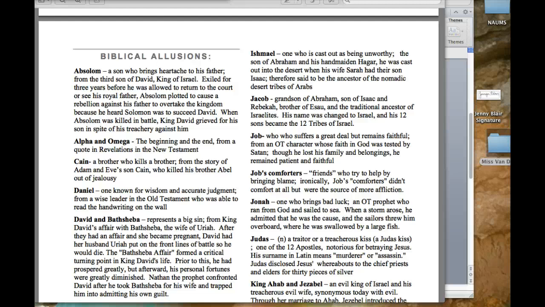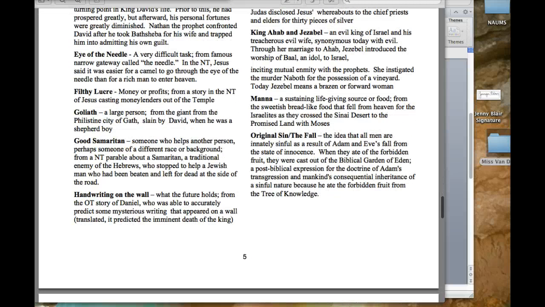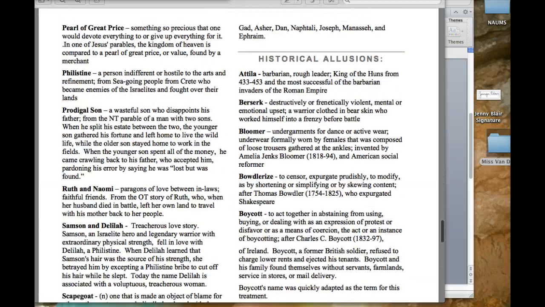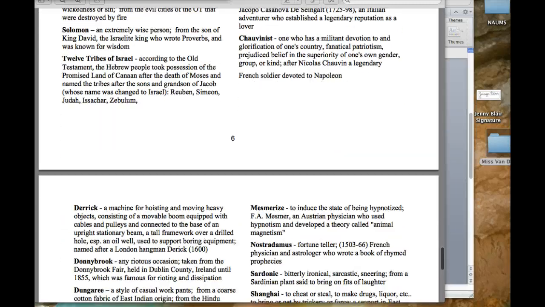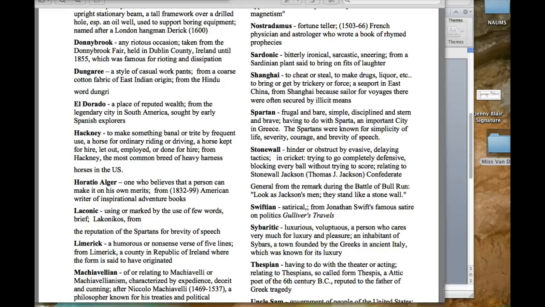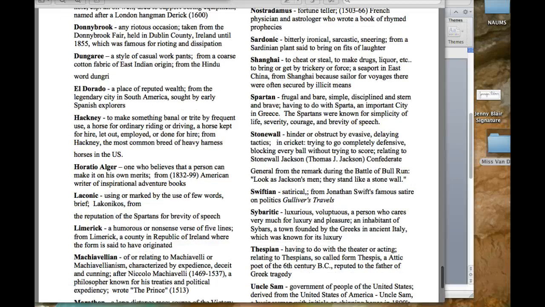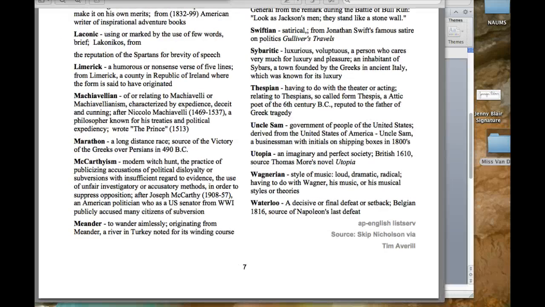But here are some biblical allusions. You might know a bunch of these stories. And then it ends with historical allusions that you might see in literature. So these are major historical ideas or names. So that's that.